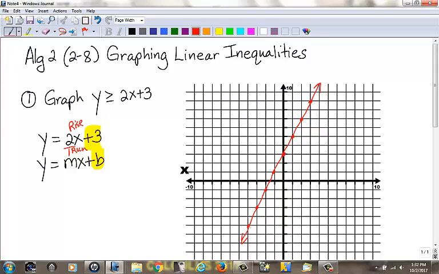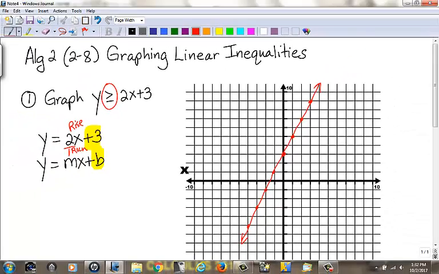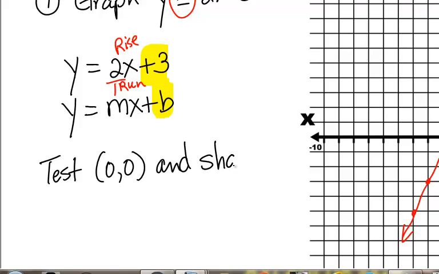Now you do have to check what this sign is. If it is greater than or equal to, or less than or equal to, that boundary is going to be solid. So on this one, it is a solid boundary. Then the way I do it, I always test 0, 0 back in the original, 0 for x, 0 for y, and shade the side that's true.